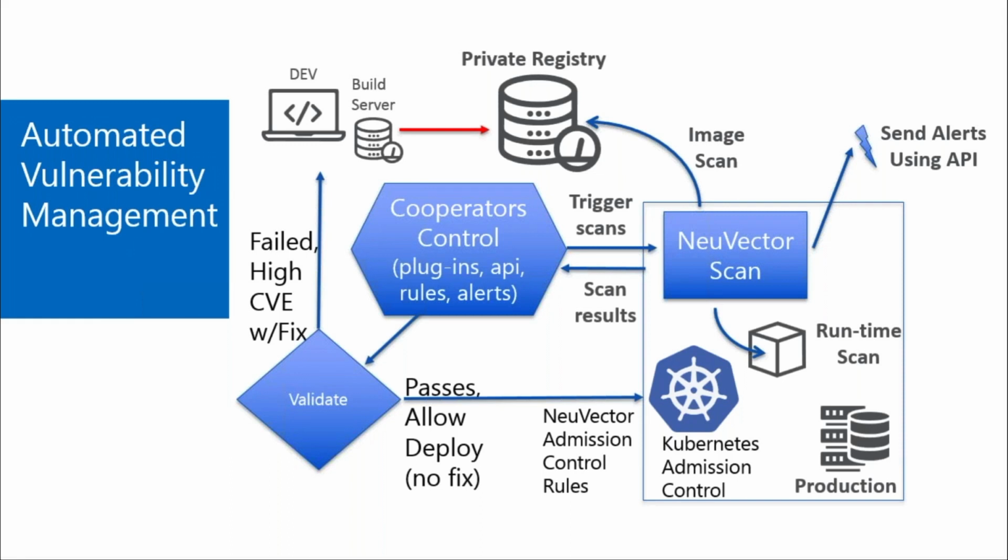NeuVector is set up to scan, say, every 5 minutes. So whenever an image is pushed into a private registry, NeuVector automatically scans it. The scheduled scan is every 5 minutes, which is the default, or you can trigger your scan using an API. So that was the first stage: the developer develops the image, pushes it to the private registry, and NeuVector scans it. Now let's take a practical example. A developer wants to deploy his image in a Kubernetes cluster.